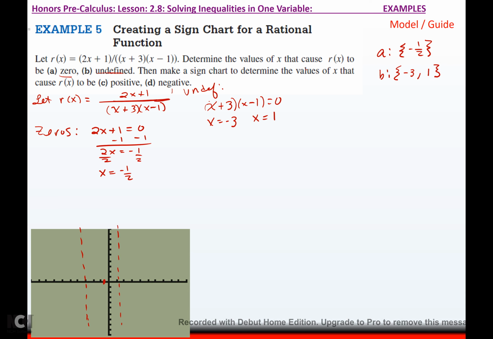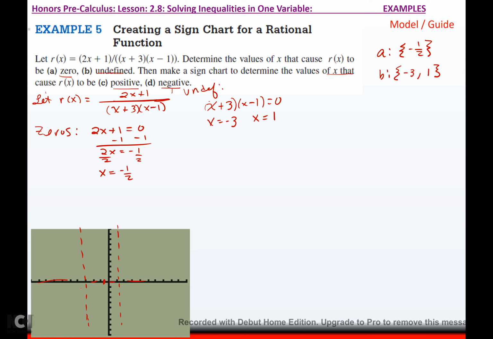And then we have to make a sign chart to determine the values of x that make it positive and negative. So now we're back to testing. But now we have to test in between every 0. Before we just had to test between every 0. Now we have to test between the asymptotes and the 0. So I've got to pick something in this section, this section, this section, and this section.